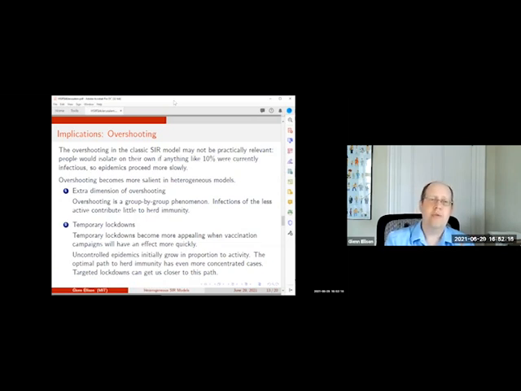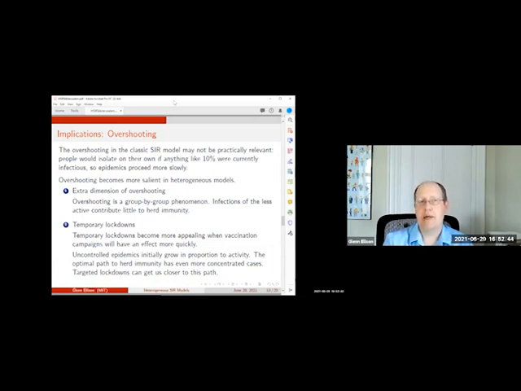So if you have this sort of group by group overshooting, you can sometimes think of all of the infections in the lower activity groups as overshooting, because they're all more than you need on that closest path to reach the herd immunity range. And then, this argument that overshooting is more important means that there's a stronger case for temporary lockdown policies. We had a lot of skepticism in the US to lockdown policies, but there are two additional arguments for temporary lockdowns.